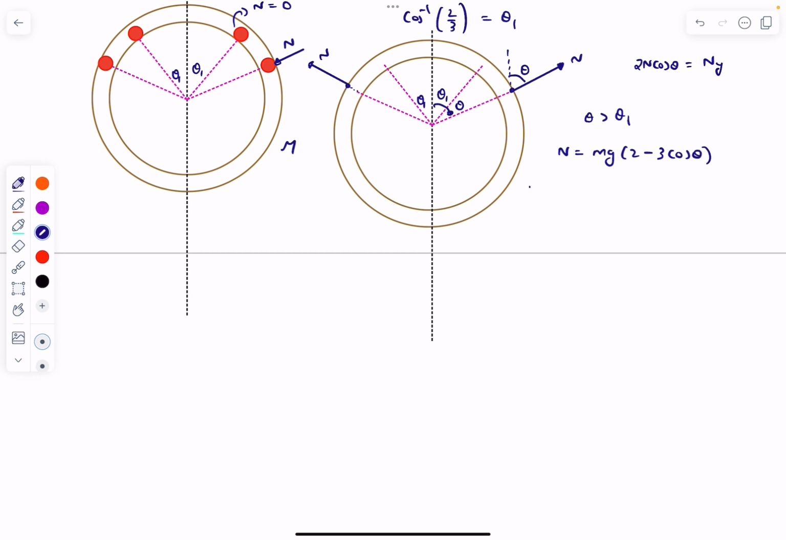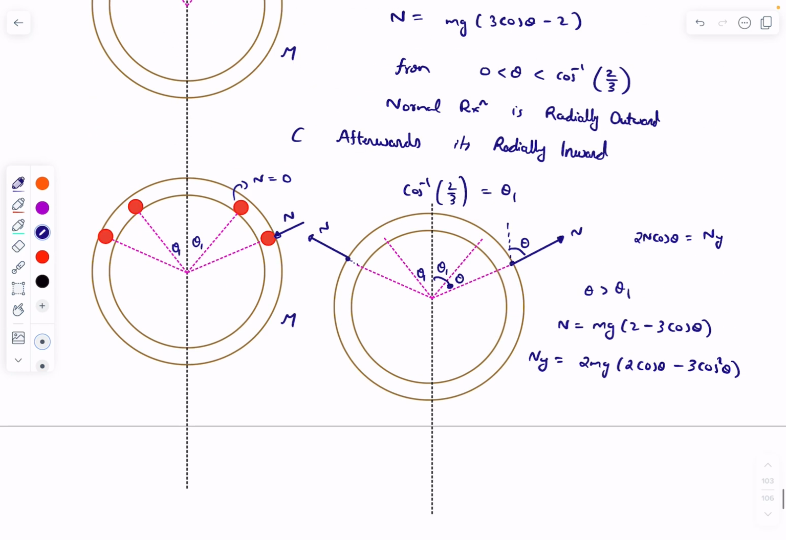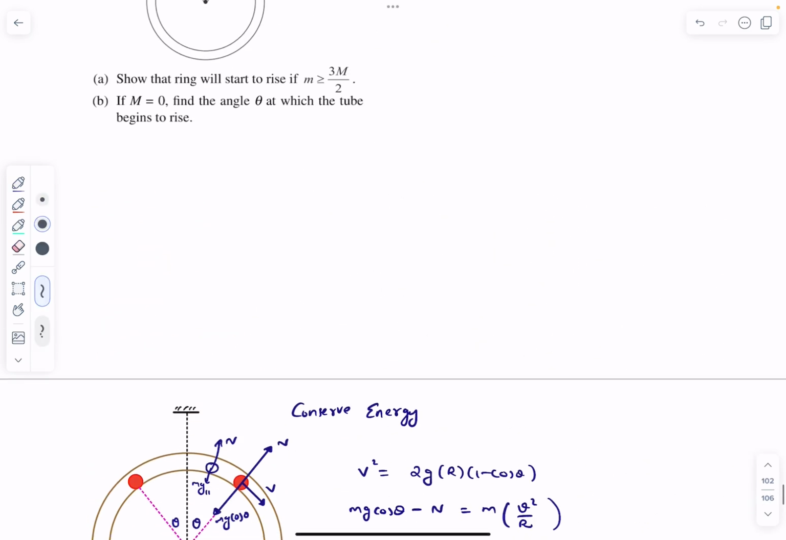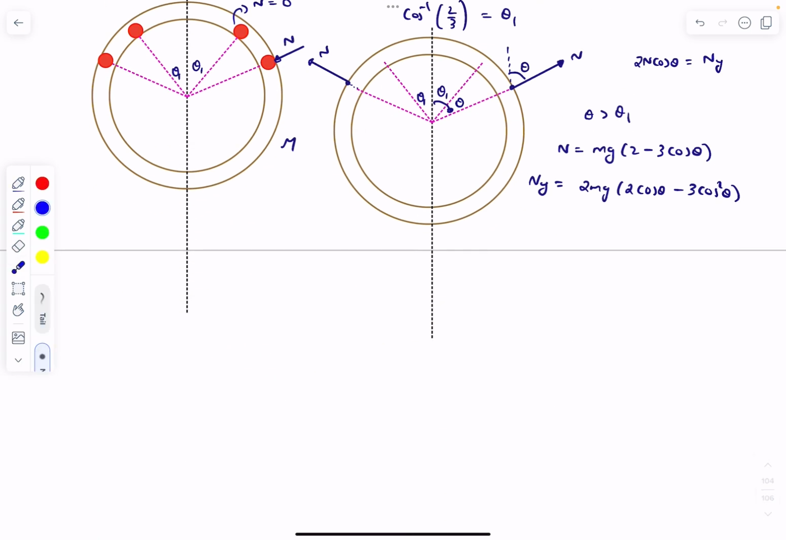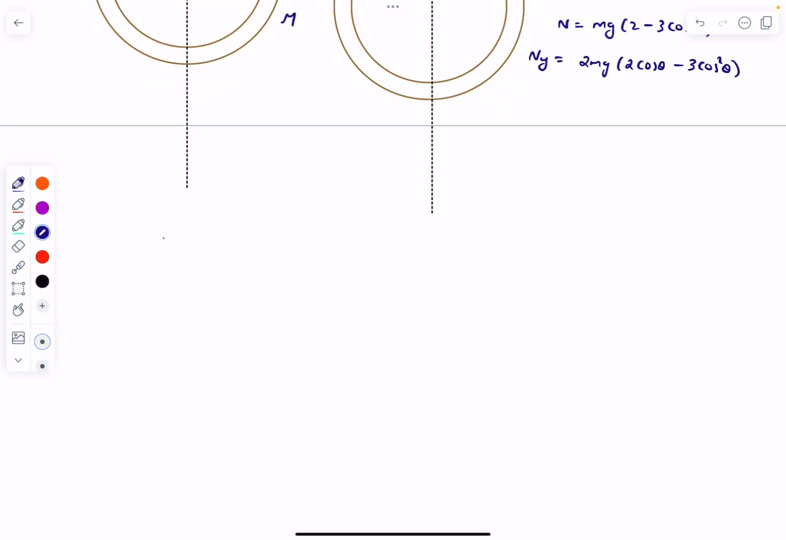Now Ny, which is the lifting force on the ring, is going to be 2N cos theta, which is 2mg times (2 cos theta minus 3 cos squared theta). So this is the function Ny as a function of theta. Now in the first question, we want to figure out the minimum m such that the ring starts to rise up. So the minimum value of small m will obviously be the case in which the ring is barely lifted up, right? So let's try to figure out the maxima of Ny.